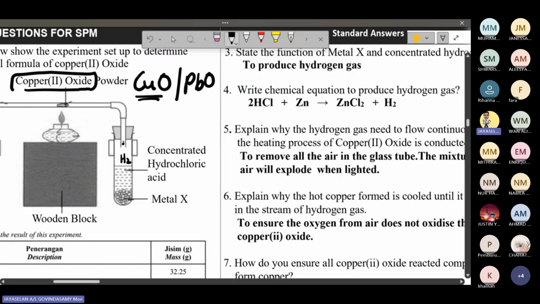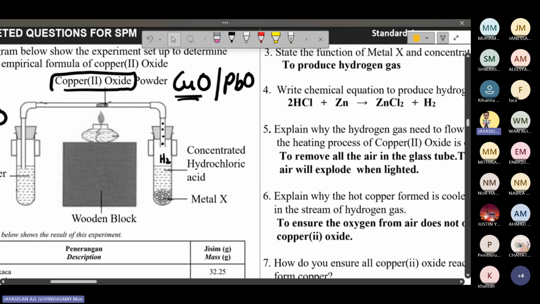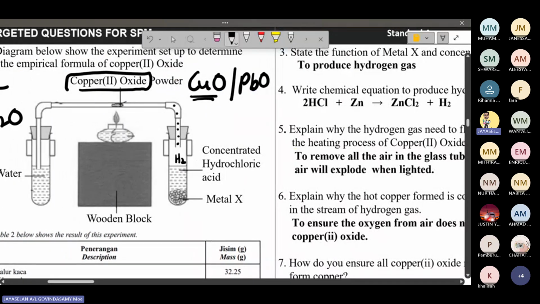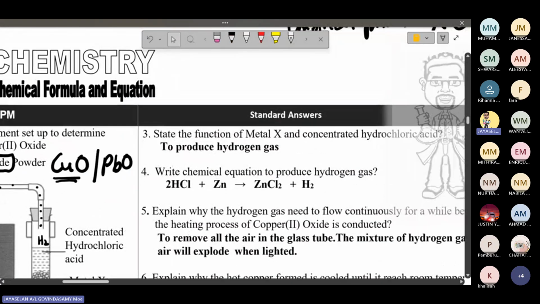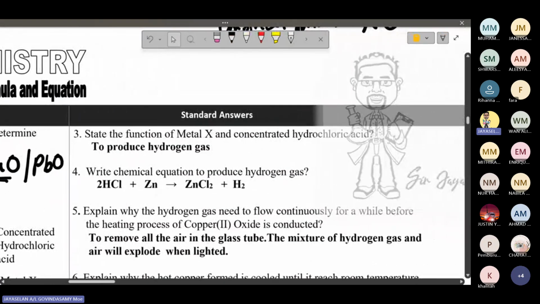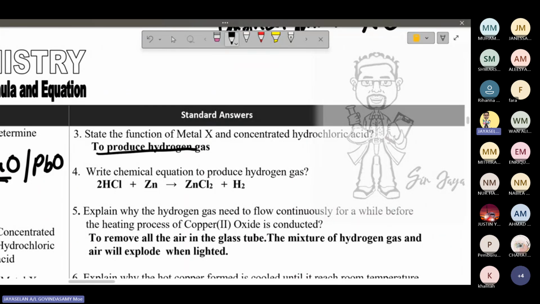Okay, this H2 gas akan naik macam ni. Kena ini naik, saya letak macam ni naik macam ni. So when we take the spirit lamp, fill up with ethanol, kita panaskan, the copper II oxide will react with the hydrogen gas. Okay, any question? No question. Okay, so ditanya, what is the function of metal X and concentrated hydrochloric acid to produce hydrogen gas? You guys already score 1 mark.